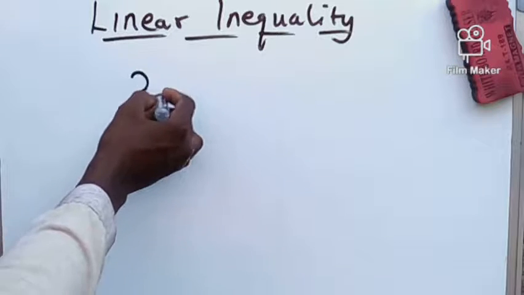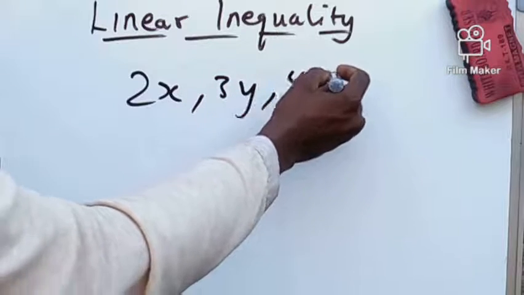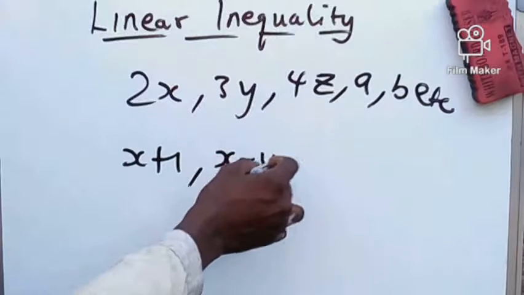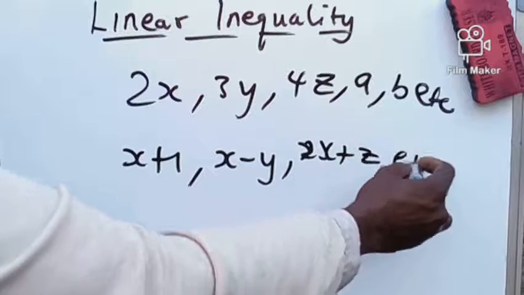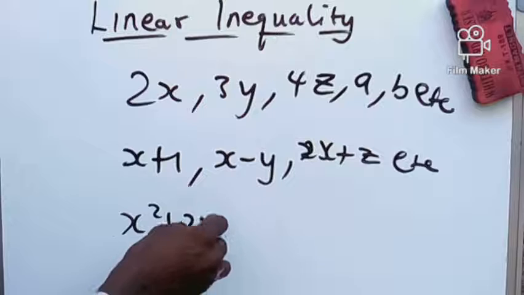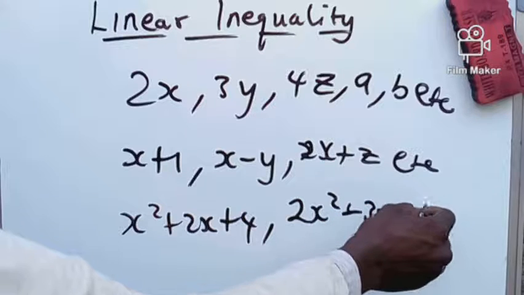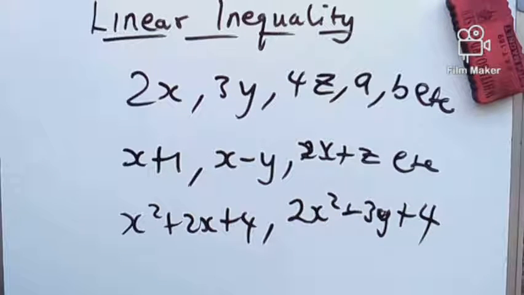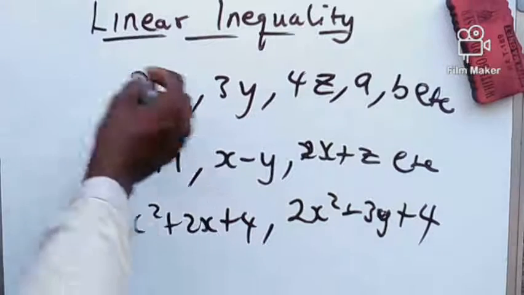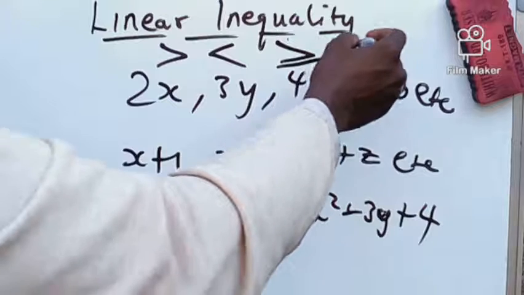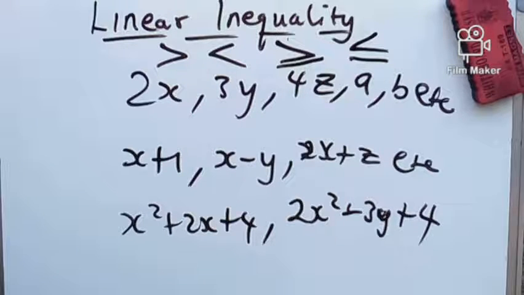Expressions could be a monomial such as 2x, 3y, 4z, a or b, etc. Or it could be a binomial such as x plus 1, x minus y, 2x plus z, etc. Or a trinomial, which could be x squared plus 2x plus 4, or 2x squared minus 3y plus 4. Any expression, it could be a polynomial as the case may be. Now, any time these two expressions are being compared with the help of a greater than sign or a less than sign or a greater than or equal to sign or a less than or equal to sign, then we call that a linear inequality.